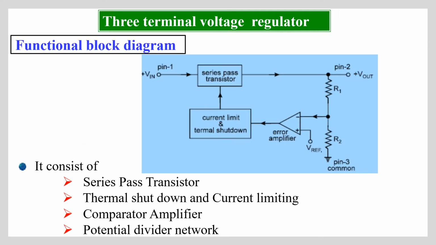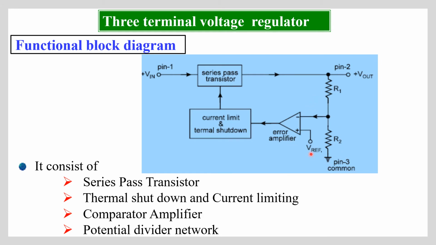Let us see the functional block diagram of the 3-pin IC voltage regulator. 3 pins: pin 1, pin 2, pin 3. Pin 1 is connected to the output of the filter. Pin 2 is the output, where we get the regulated DC output voltage, and pin 3 is ground. The 3-pin IC regulator consists of a series pass transistor, current limit and thermal shutdown circuit, the comparator, an op-amp used as a comparator, and a potential divider network.